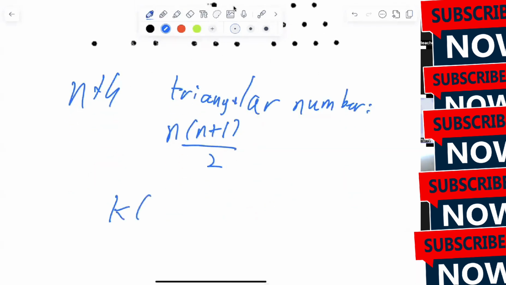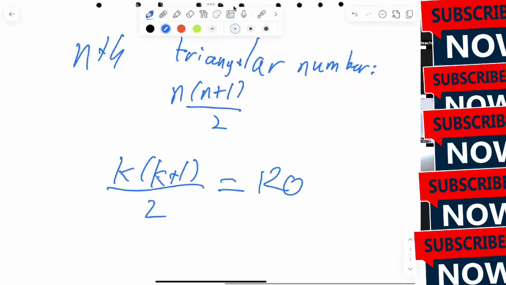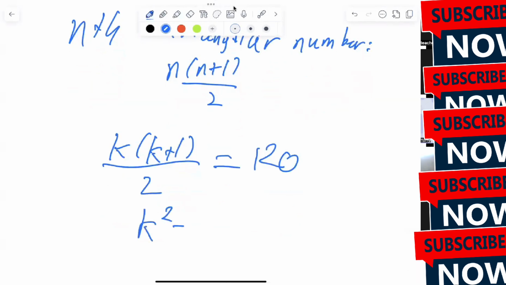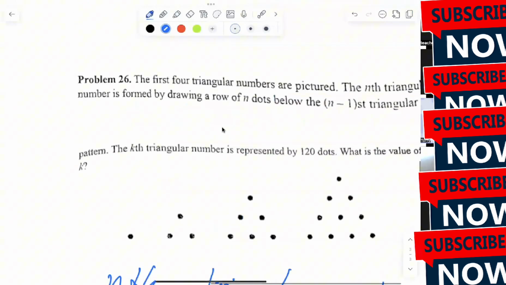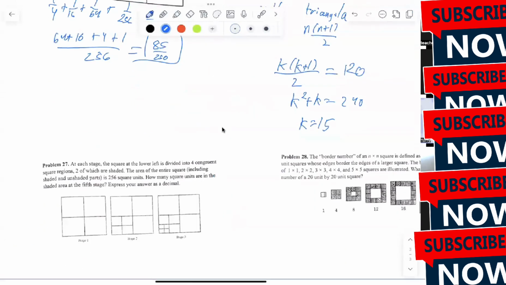Now let k times k plus 1 divided by 2, that's the kth triangular number, equal to 120. Solve this equation. It's a quadratic. K squared plus k is equal to 240. Then you solve, you get k equals 15. And then from there, that's our answer to problem 26. Now let's do problem 27 now.